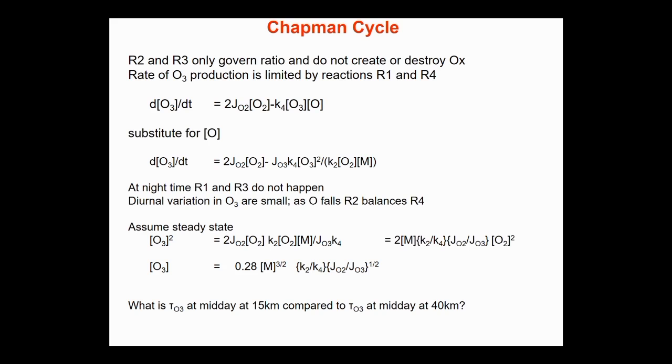Okay? So to calculate the ozone concentration in the stratosphere, you've got something that doesn't depend on anything else other than the pressure, the rate constants, which are dependent on the temperature, and the photolysis rate. So those are all now physical parameters that are dictating the shape of the ozone profile through the atmosphere.